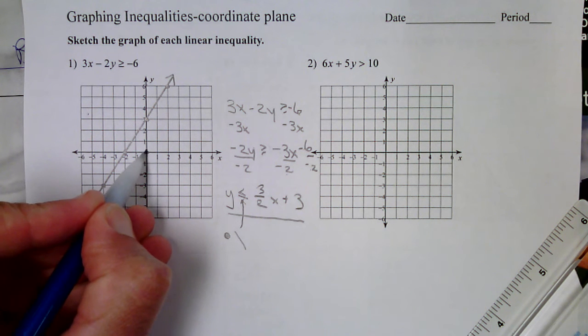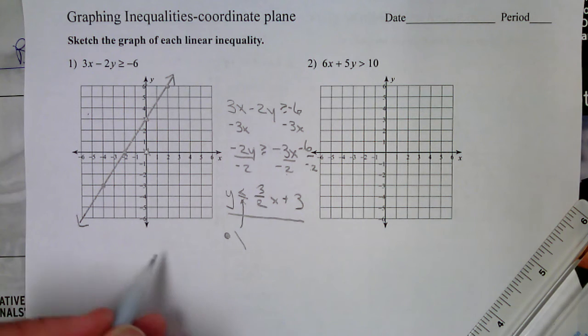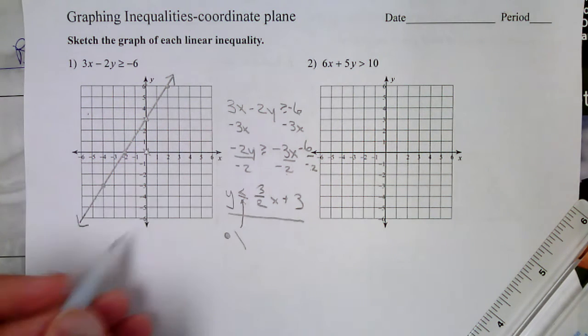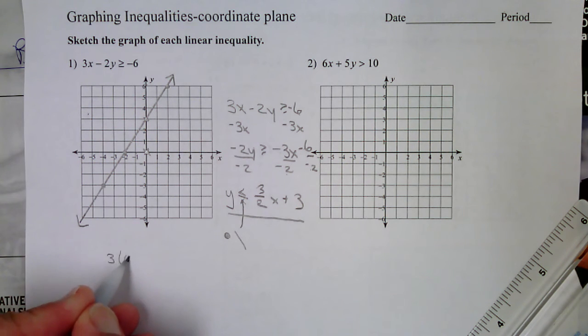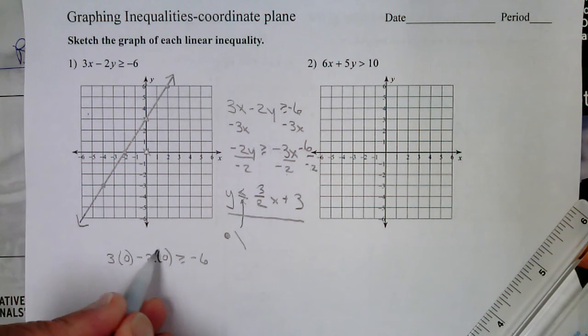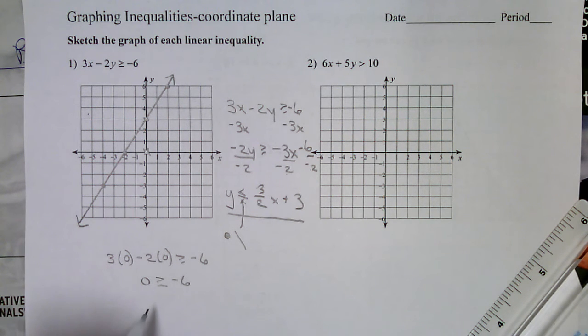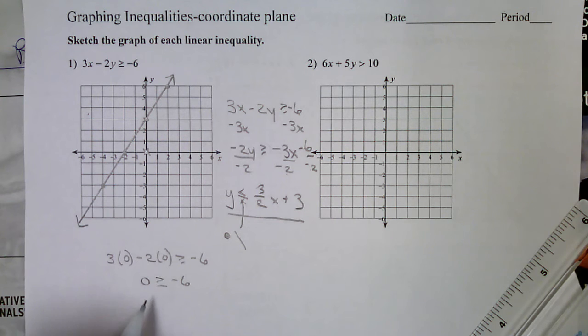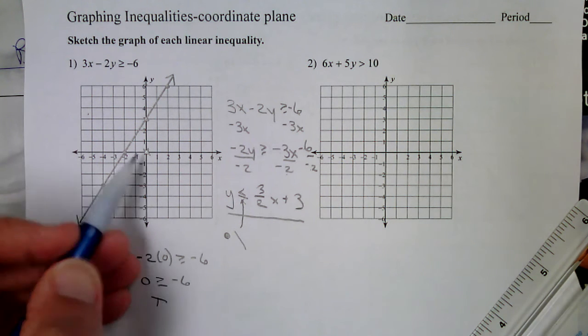So we're going to pick a point. I always pick 0, 0. That's the center point. That makes it the easiest. And I plug 0, 0 into my equation. So 3 times 0 minus 2 times 0 is greater than or equal to negative 6. And I see that over here I get 0 minus 0, so I have 0 is greater than or equal to negative 6. And we have to determine, is that true or false? And in this case, it's true, because 0 is larger than negative 6.